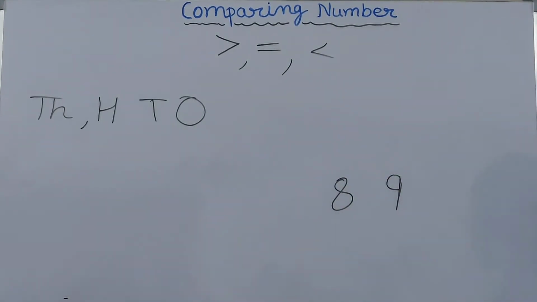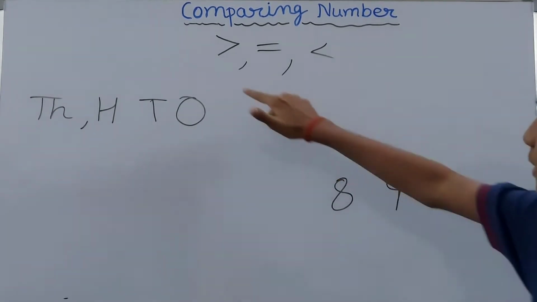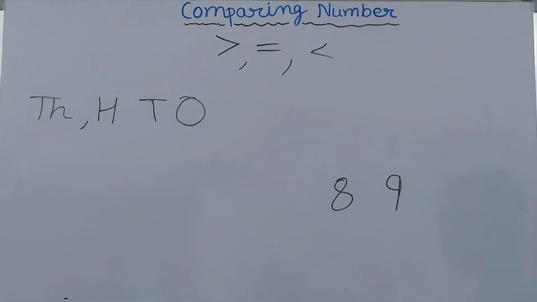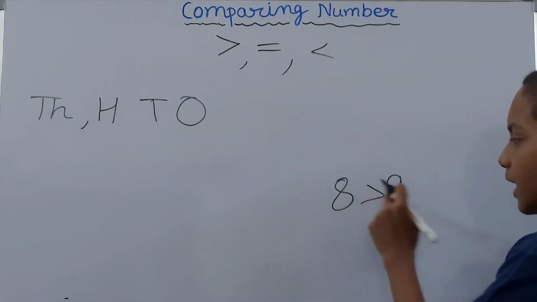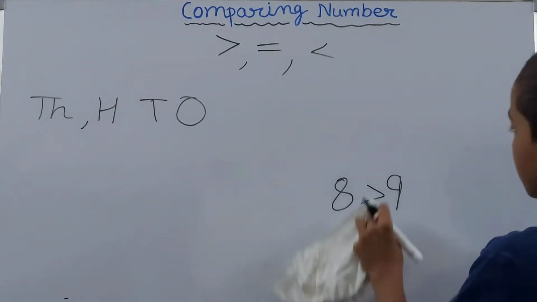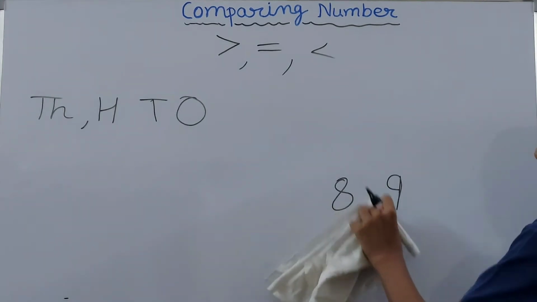Friends, now I have taken two numbers again. This is 8 and this is 9. Here also I have left the gap. We have to fill the symbol in this gap. Now we can't use this symbol because you see the open side is facing towards the right and the open side always faces the bigger number. So 8 and 9 is here, so 8 is smaller. If we put this symbol here, this will be wrong because the open side should face towards the bigger number.